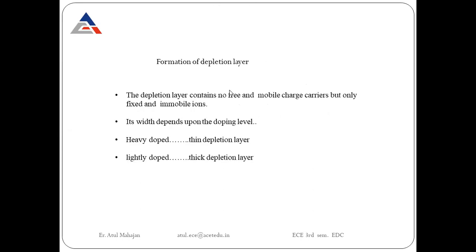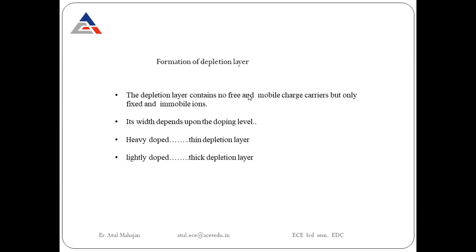Then we have the formation of the depletion layer. The depletion layer contains no free and mobile charge carriers, but only fixed and immobile ions. So this depletion layer does not have free electrons which would conduct current through it. The mobile charge carriers are not present inside this depletion layer, but rather it has fixed and immobile ions which do not participate in conduction. Its width depends upon the doping level.